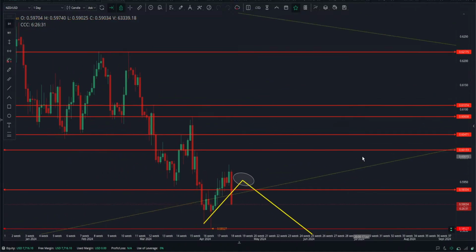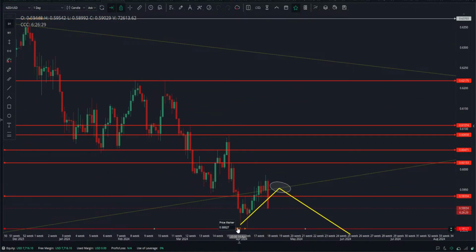In the case of the New Zealand dollar, also something similar, although the market structure has broken. So till the time the price doesn't break below 0.5852, the market structure will not be the selling market structure. But we have to notice one thing here, that there was a huge resistance zone in this area because of, one, this horizontal level, and second, this trend line.